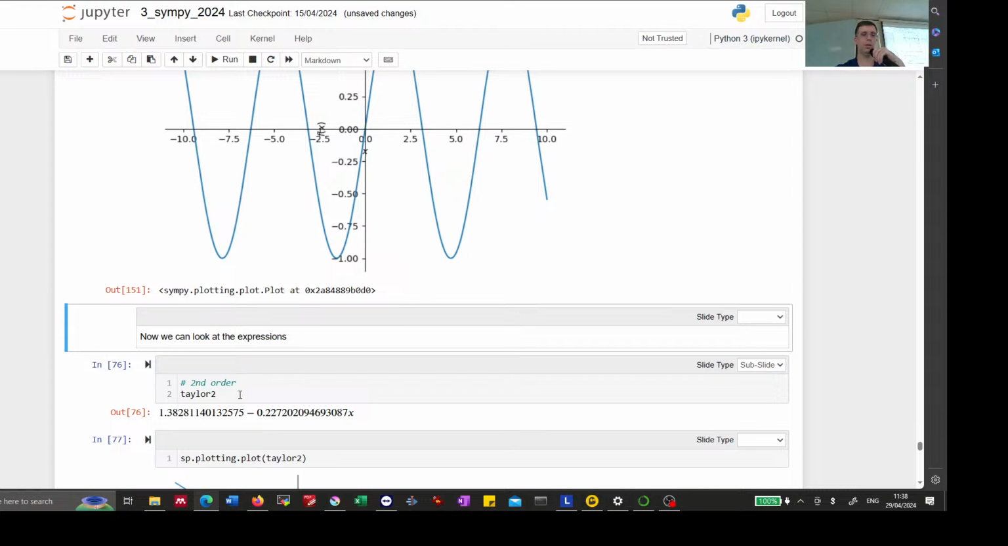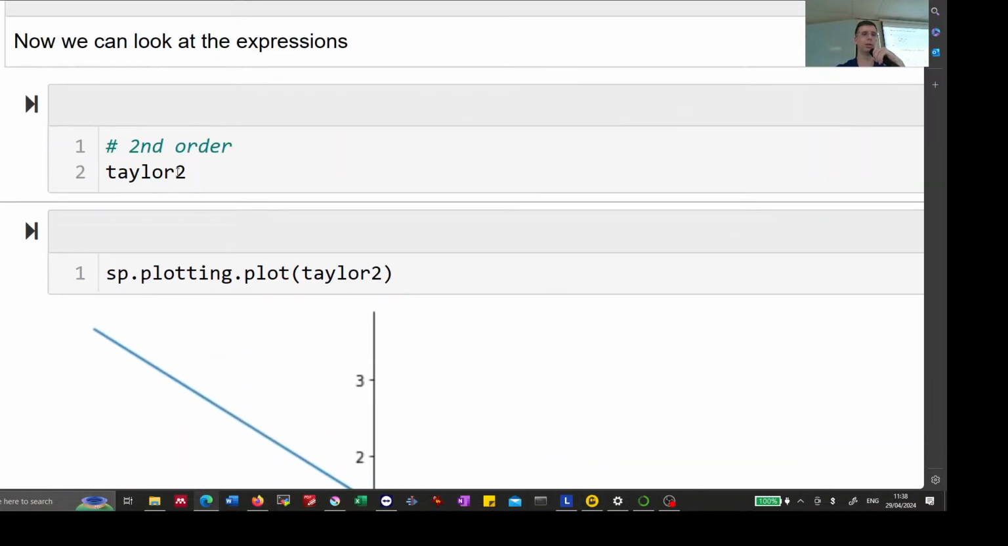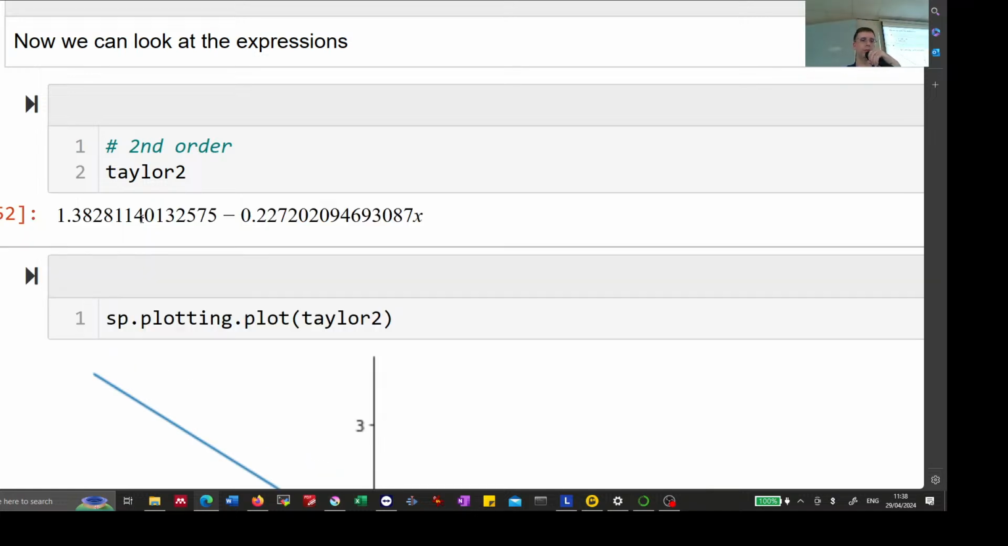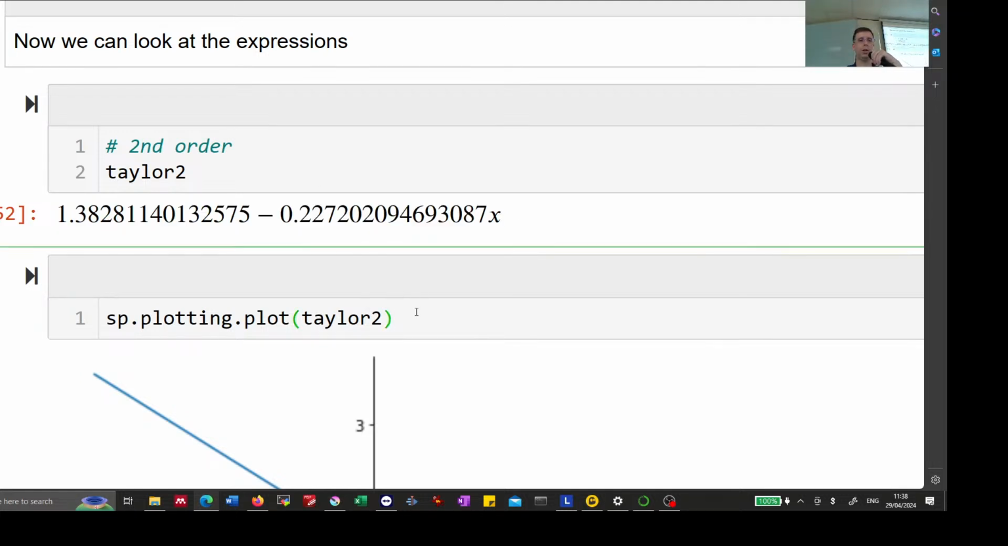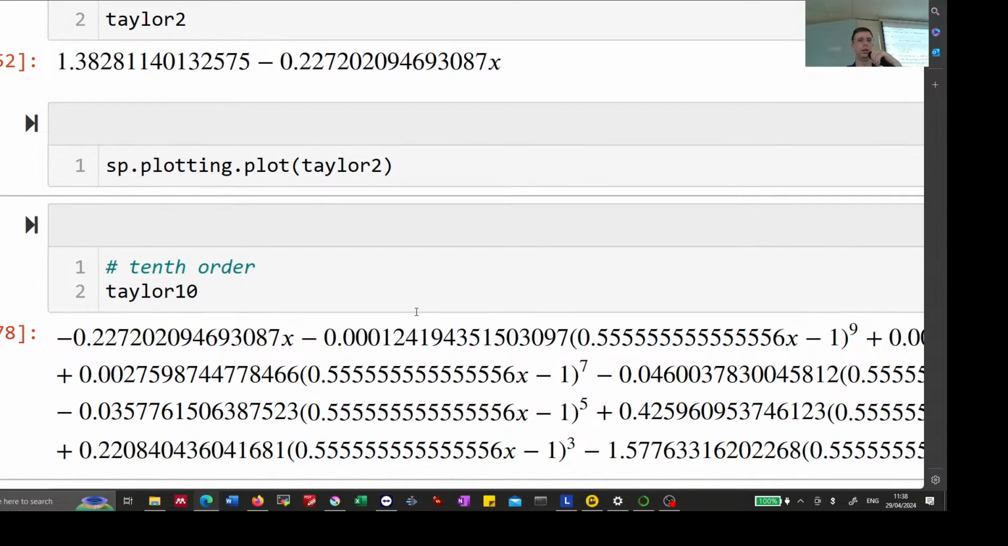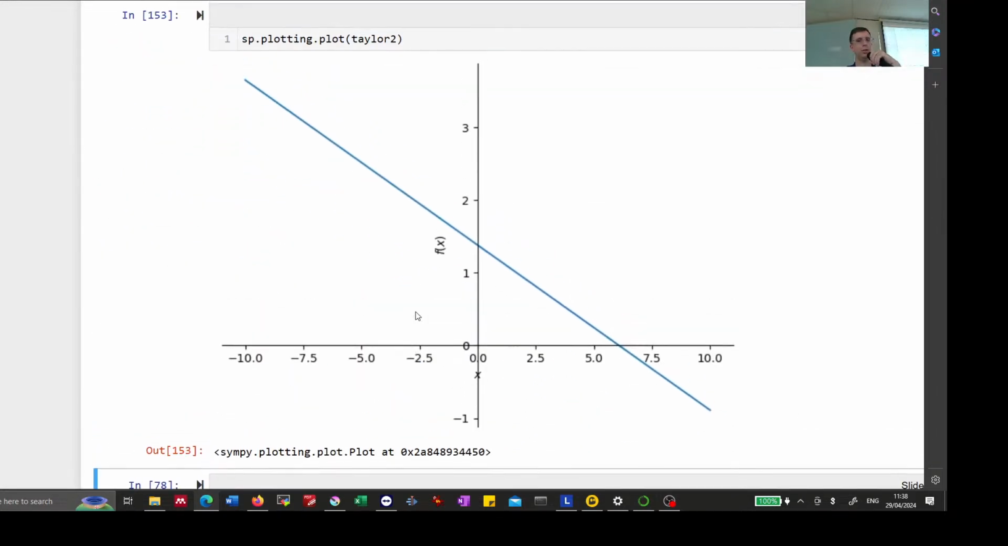Now, when I look at my Taylor 2, I have now the function value available. I will see it's a linear function because you can evaluate the value of the gradient of the sine function. Looks like this. Then I can plot Taylor 2. Does it look like the sine function? No, it doesn't.